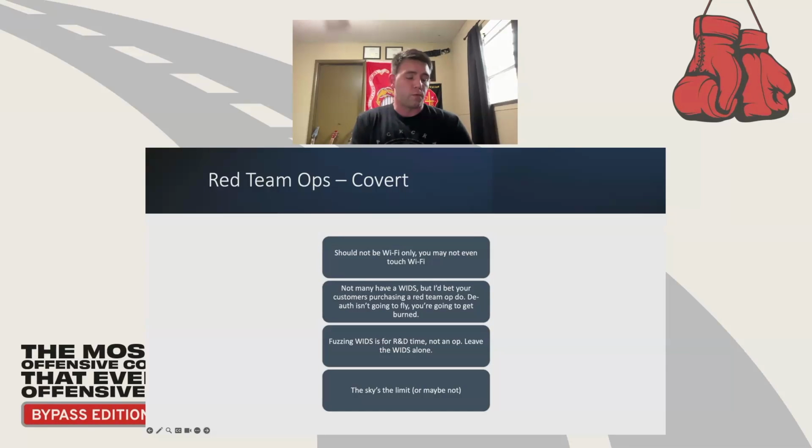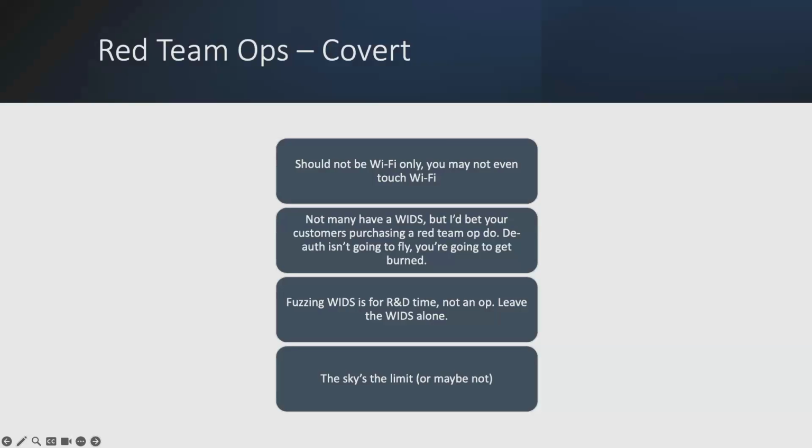Red team ops, what we're here for. These are covert, whereas pen tests are overt. You're trying not to get caught. You're worried about those alerting solutions, the logging, SIEMs, WIDS, all that good stuff. These should not be Wi-Fi only. You might not even touch Wi-Fi depending on your operation. Not many of your customers are going to have a WIDS. However, the ones that are purchasing a red team op probably do.